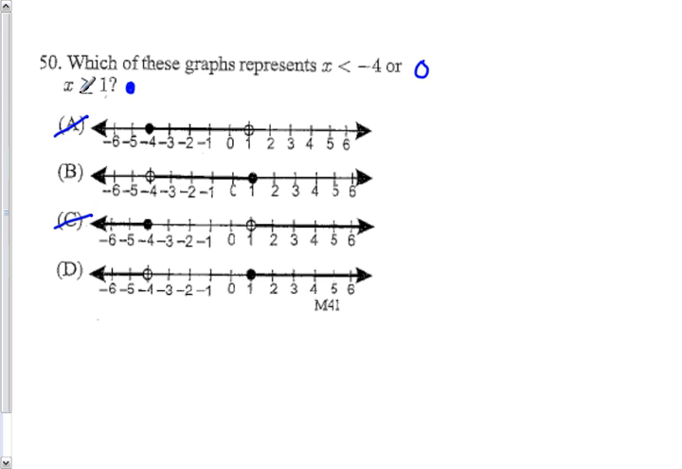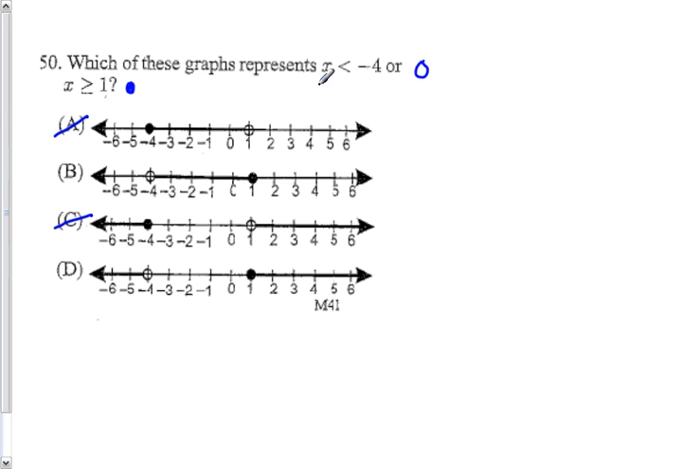We'll move on now to x is greater than or equal to 1, so we should have a closed circle at 1. We look and see which ones have a closed circle at 1, and we have a closed circle on B and on D at 1, so we can't rule any of those out.